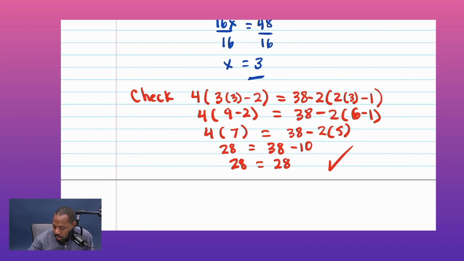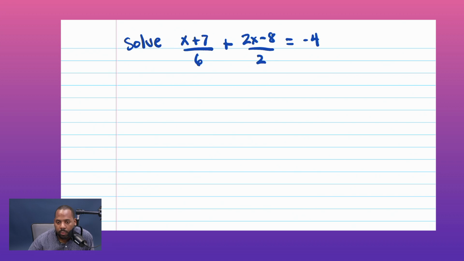Our next type of problem says solve (x plus 7) over 6 plus (2x minus 8) over 2 is equal to negative 4. We're going to solve this one here. So I know we don't like fractions, so what we're going to do is get rid of our fractions. So we look at our denominators 6 and 2, and we find our least common multiple of 6 and 2.